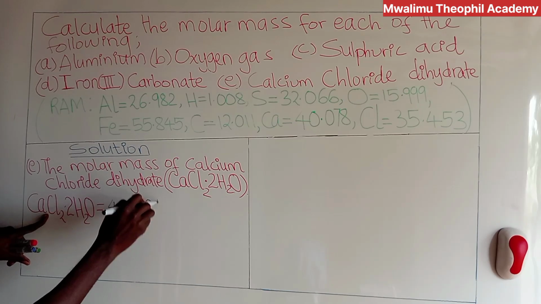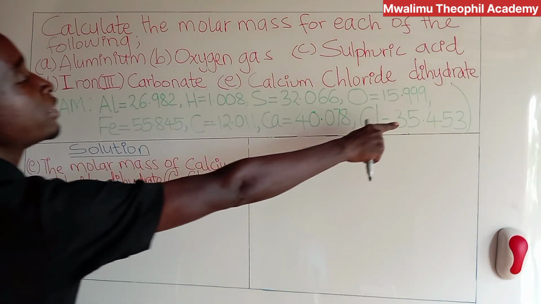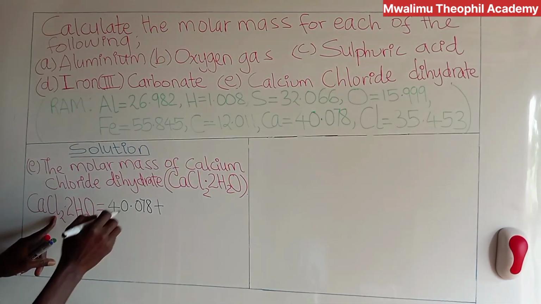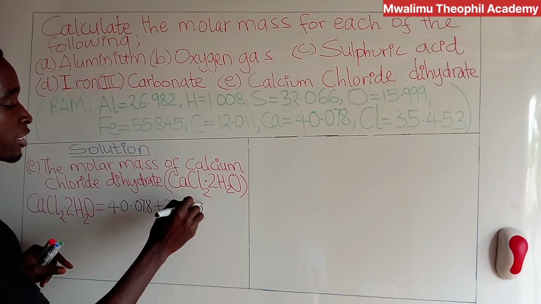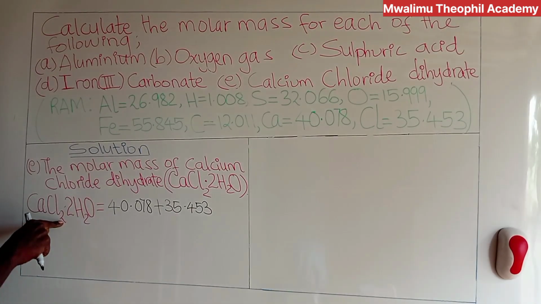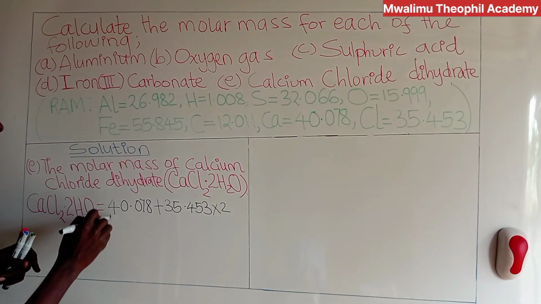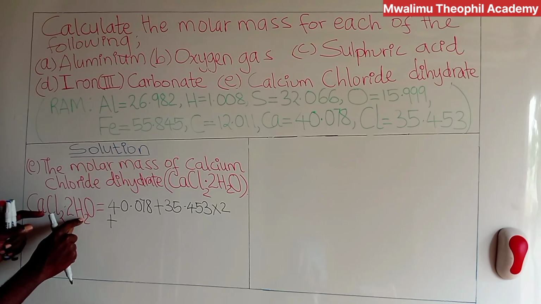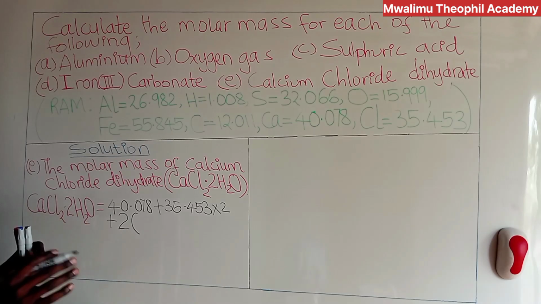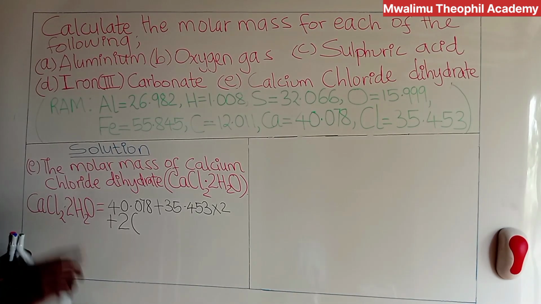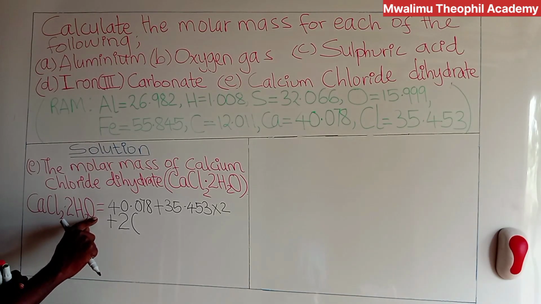We add. The next one is chlorine. The relative atomic mass of chlorine is 35.453. But how many are they? We have 2 atoms of chlorine. Now we multiply by 2. We add 2 molecules of water. So it is 2 times the mass of 1 molecule of water. 1 molecule of water is made up of 2 hydrogens and 1 atom of oxygen.